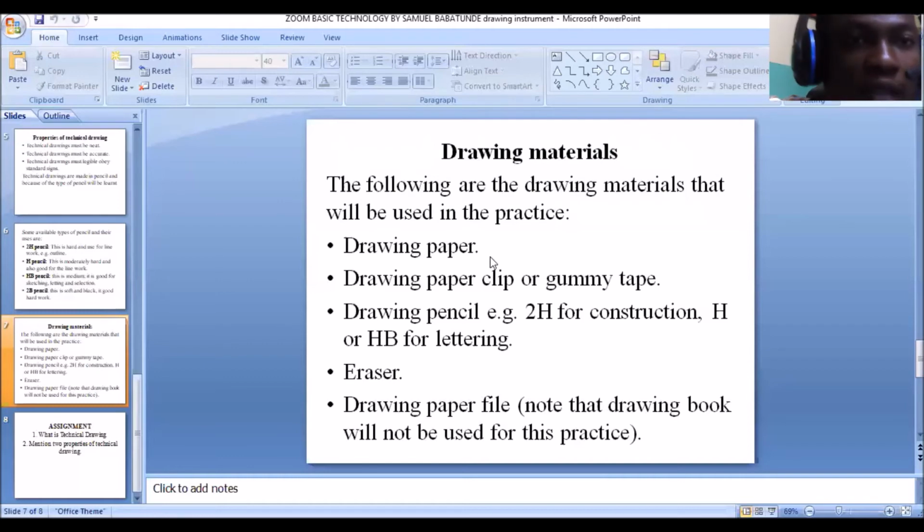The drawing paper, the drawing paper clip or gummy tape that is used to stabilize this paper on the drawing board, the drawing pencil, which is used to make our drawing, the eraser that is used to make corrections, to remove every mistake that has been made, because we are not perfect. Mistakes are bound to happen. And when this mistake is made, it is necessary that you erase these mistakes. And how do you erase this mistake? You use an eraser. Then the drawing paper file, where your drawing papers are kept.